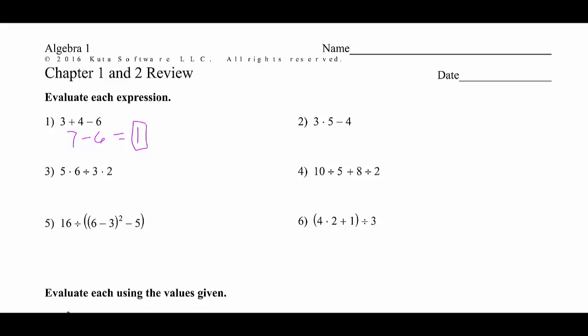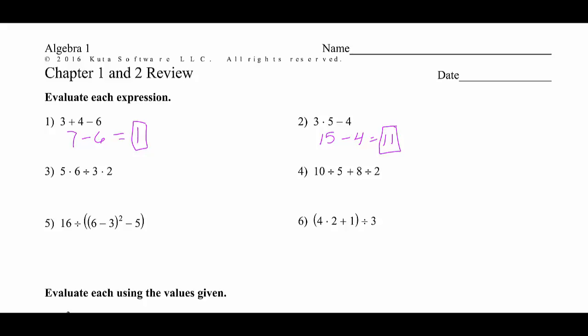On number 2, we've got multiplication and subtraction. So we have to think about which of those can come first. Subtraction is always last with addition. They're last. So we want to multiply and do 3 times 5, which is 15. Then we want to subtract 4, and that equals 11.